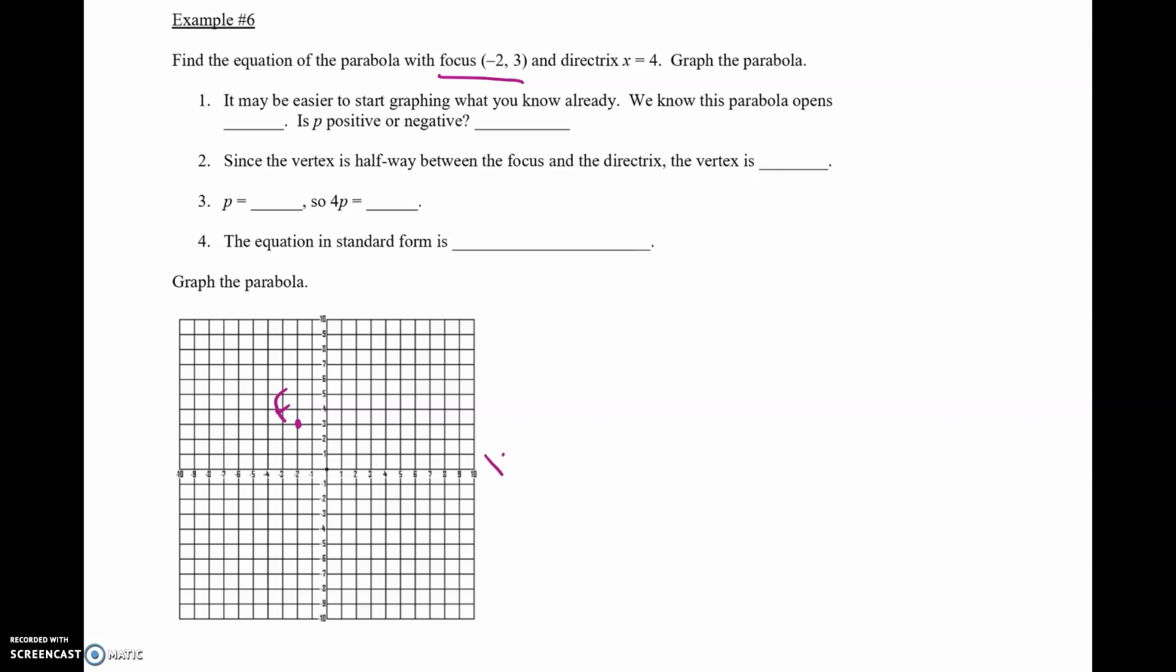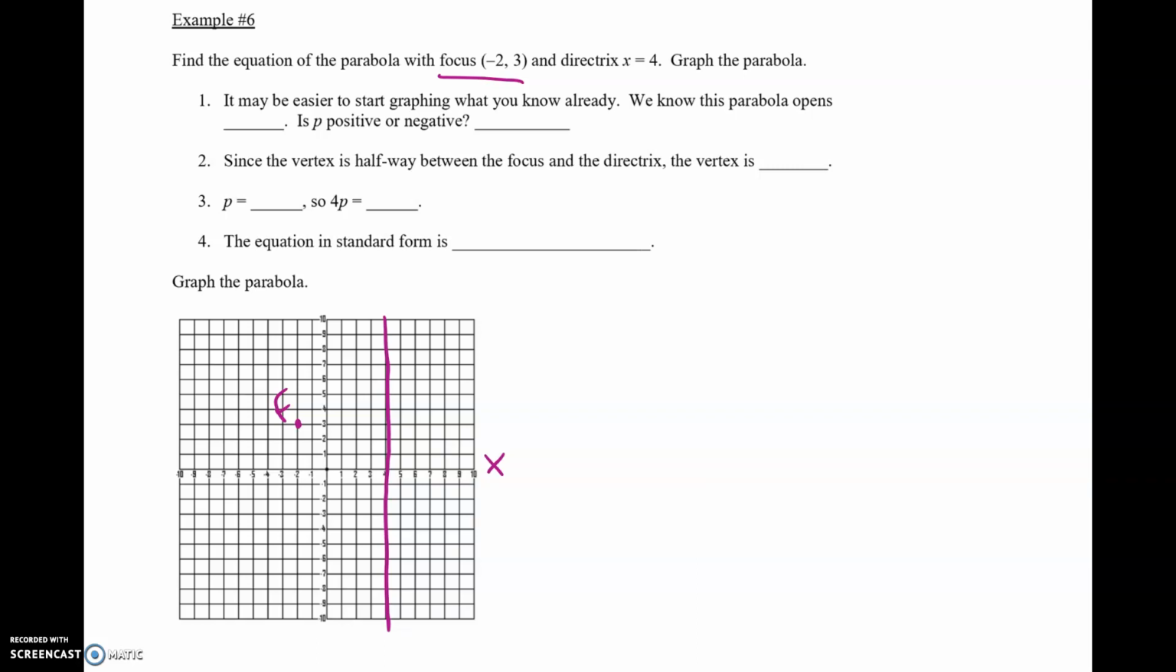Directrix at x equals 4. Well, x equals 4 is a line. We know that x equals a constant is a vertical line because it has to cross the x-axis. So x equals 4 is right here.